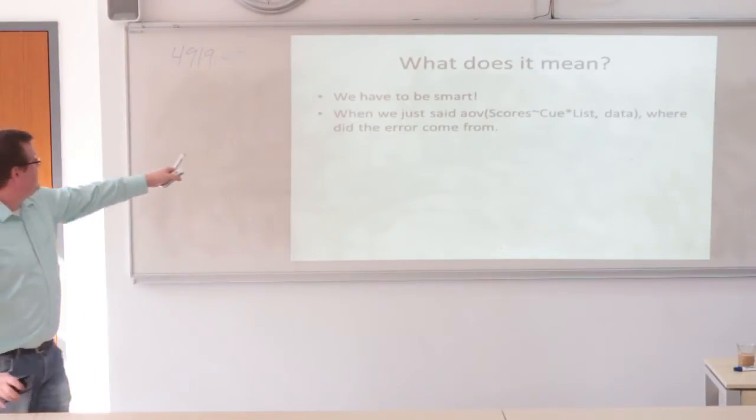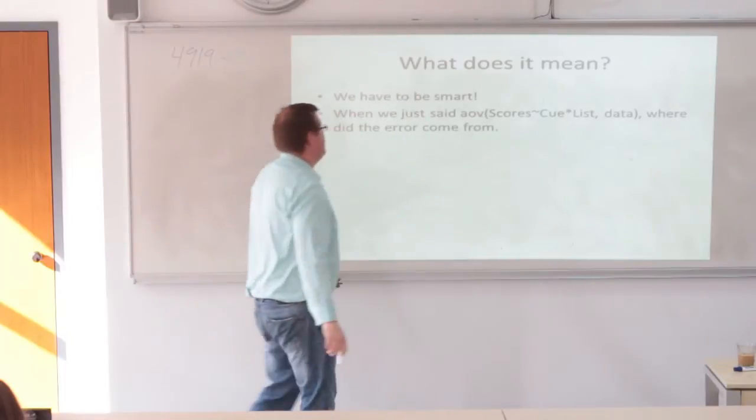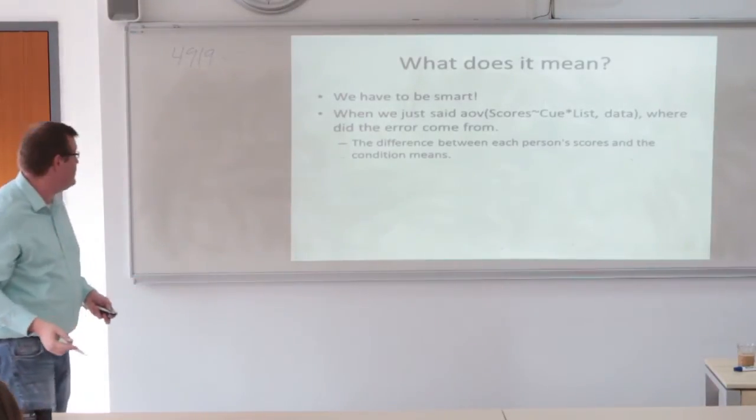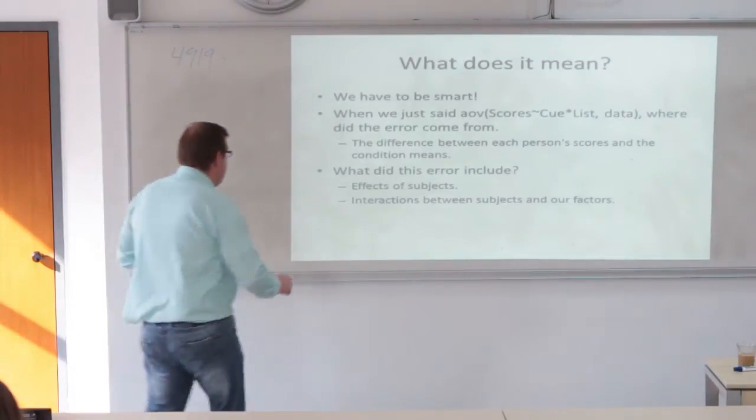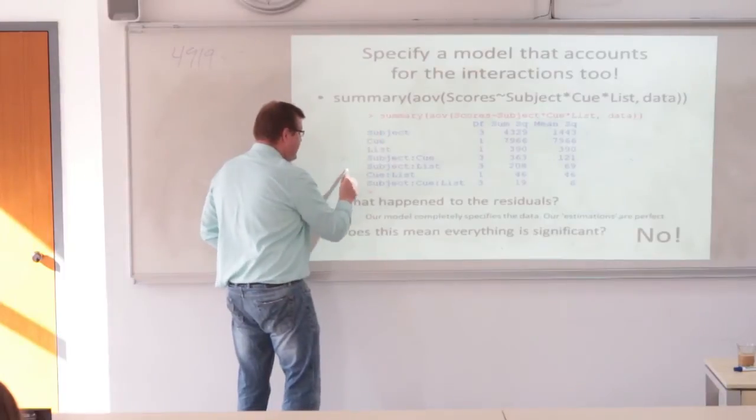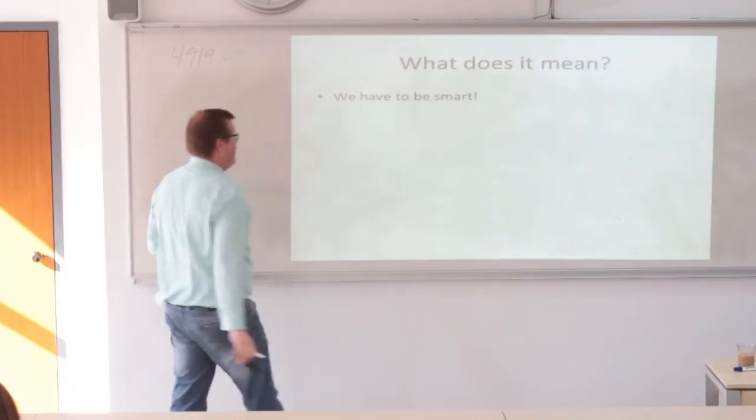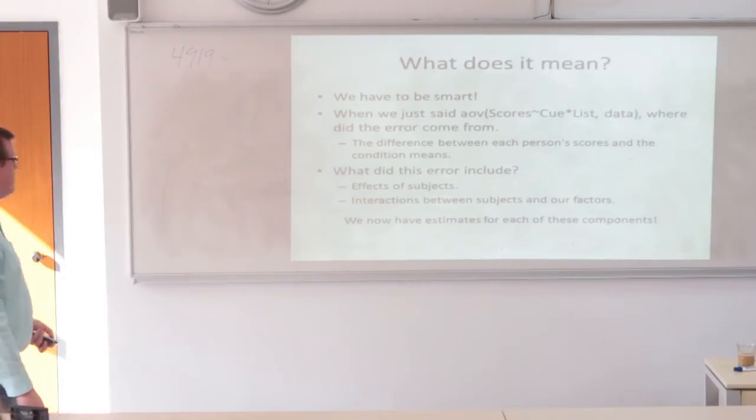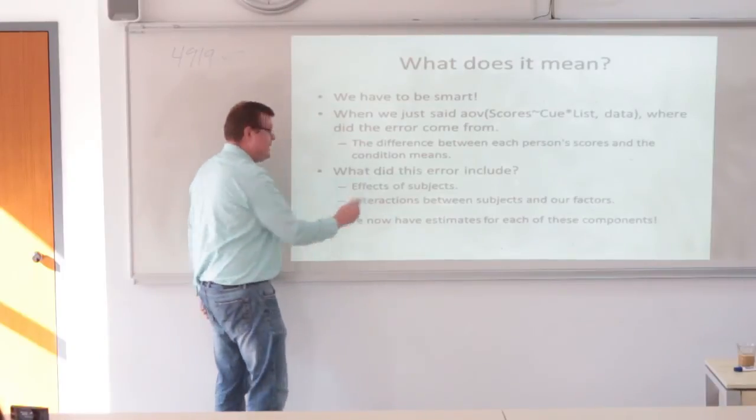So when we just said that the analysis of variance for just Q and list, where did the error come from? We said that the error came from the difference between each person's score and the condition means, right? And this error included the effects of the subjects and the interactions between the subjects and our factors, right? We have all of this now. This is the effect of our subject, and these are the interactions between subject and our factors. All right, so now we have estimates for each of those things. We know what each of those pieces are. Now notice, this error includes this. So all this stuff basically is error.